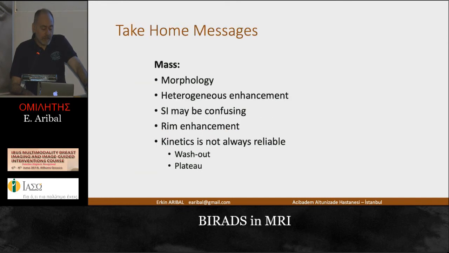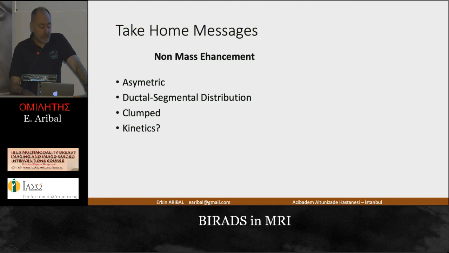So, take-home messages: the mass morphology is very important. Heterogeneous enhancement is important for malignancy. Signal intensity may be confusing. Rim enhancement should be kept as a malignant feature. Kinetics is not always reliable, but when there is washout and plateau, you should be very cautious. For non-mass enhancement, asymmetry is very important.